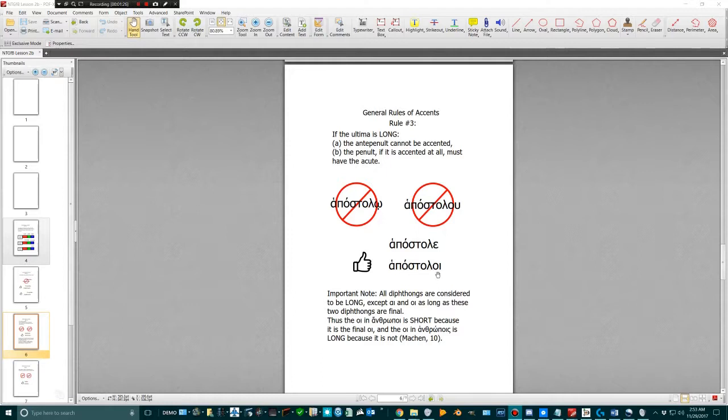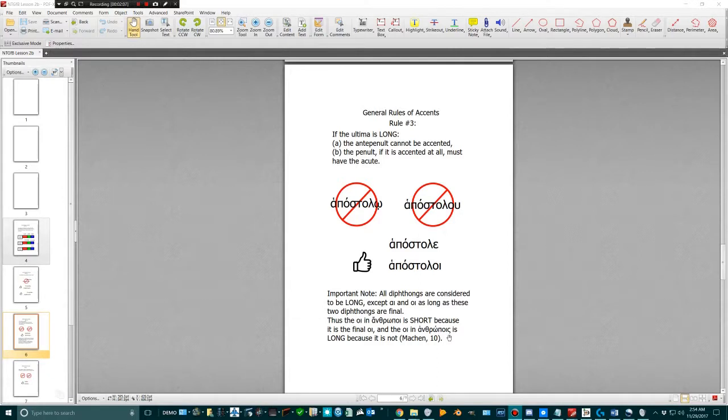Now, an important note, if you are taking this class, you'll notice paragraph 10 in Machen says this: all diphthongs are considered to be long except the alpha iota and omicron iota, as long as these 2 diphthongs are final. Thus, oi in anthropoi is short. Why? Because it's the final omicron iota. But if we take that word anthropois, then the omicron iota is long. Why? It's no longer final. We have a sigma at the end here.